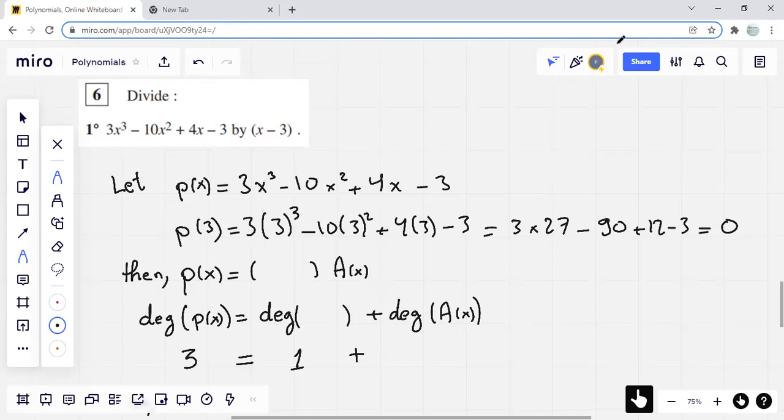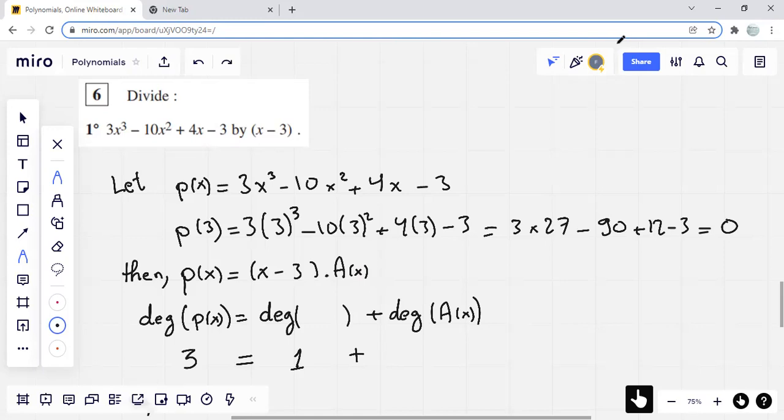Now, if 3 is a root, we said that p of x can be written as x minus 3 multiplied by some polynomial a of x. Why? Because if we substitute 3 here, we will have 3 minus 3, which is 0. So 3 will be a root of this polynomial over here.